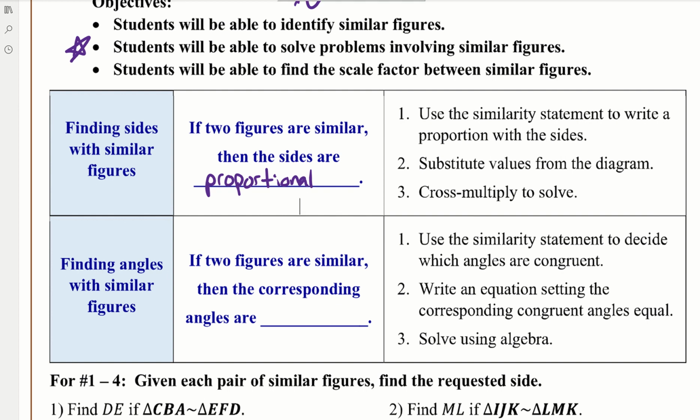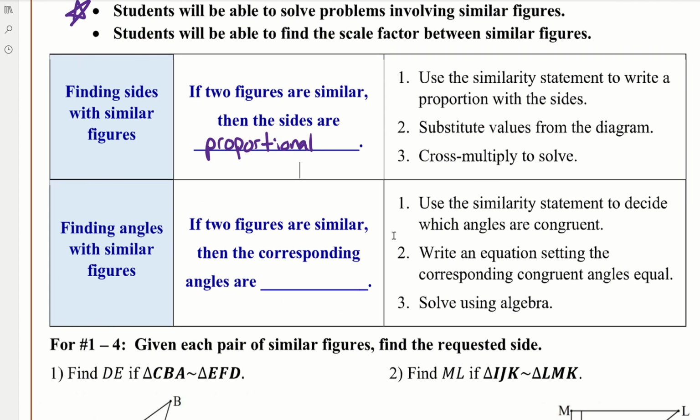Okay, so finding angles with similar figures. If two figures are similar, think back to what we did in 6.2 day 1. If two figures are similar, the corresponding angles are congruent. So here is the deal: you don't get to just guess and assume which sides are corresponding, so which angles are corresponding. So you have to use these similarity statements to figure out which angles are congruent. Sometimes you have to write an equation to determine which sides are proportional.